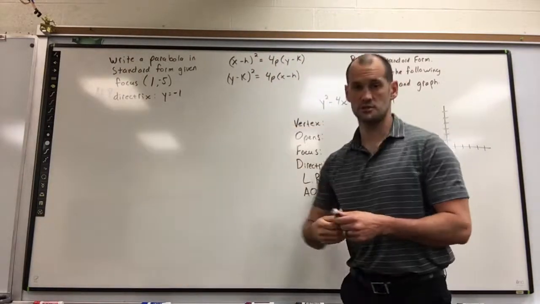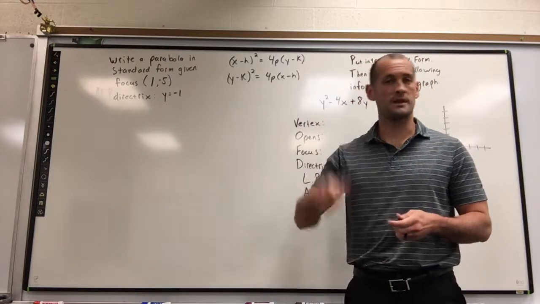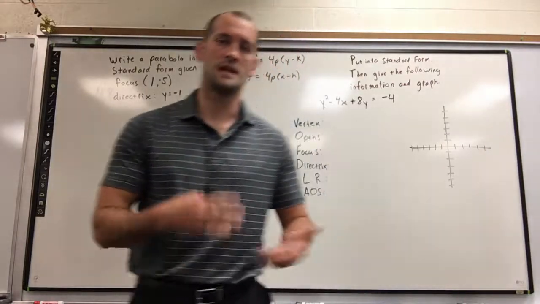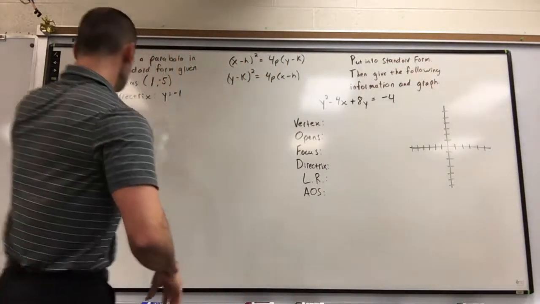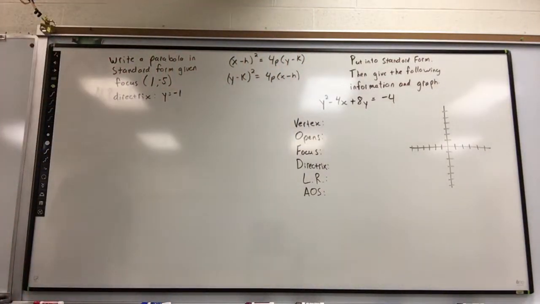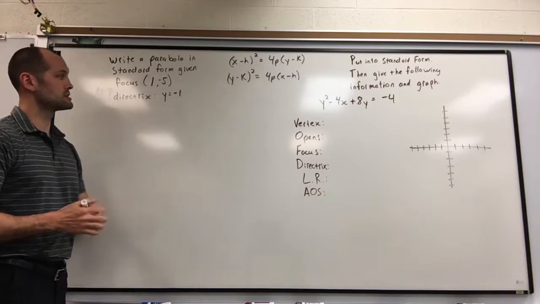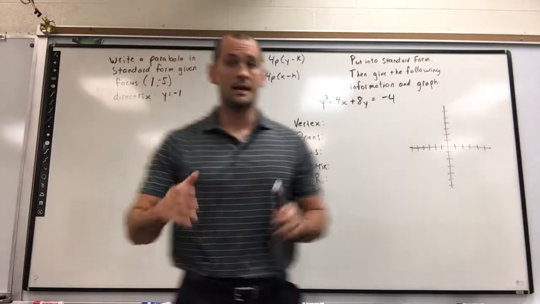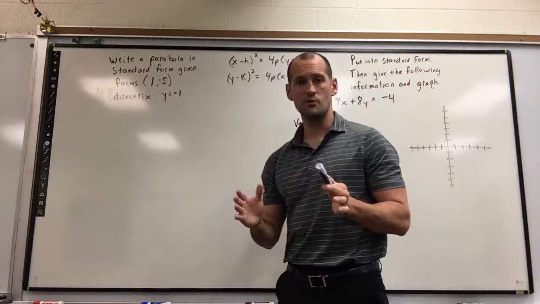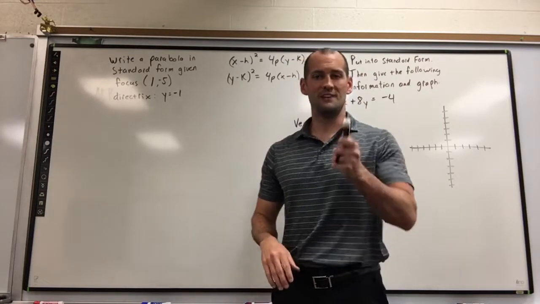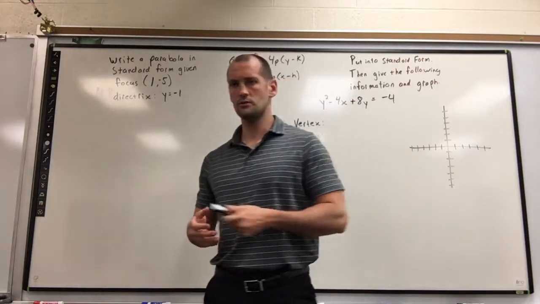If the x variable is squared, we're going to be opening up or down. So let's look at two different problems where they give us some limited information and then how we can pull it out, okay? First up, write a parabola in standard form given a focus of (1, -5) and a directrix of y equals -1. Now, as soon as I see y equals -1, hopefully you know it's going to be opening up or down. But if you don't, let me show you a quick trick that you can do.